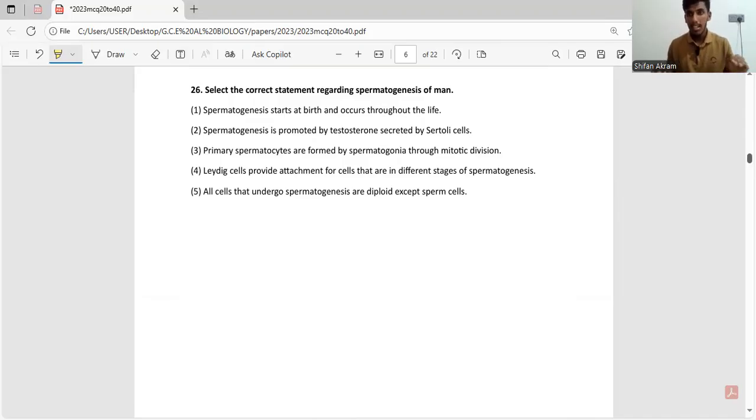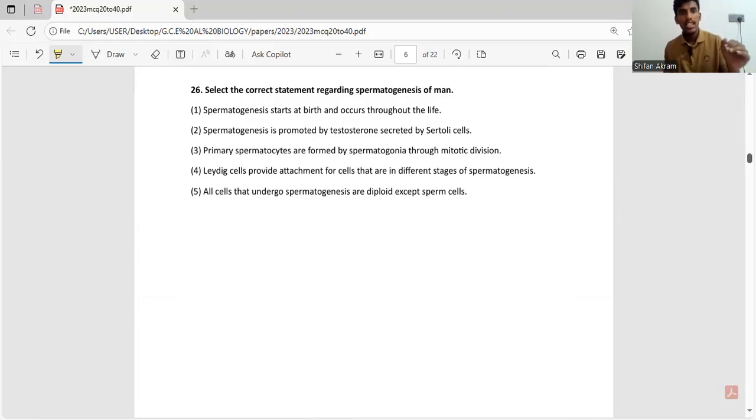Spermatogenesis doesn't start at birth. Spermatogenesis starts only at puberty, but occurs throughout life, which is correct, but it only starts at puberty. Why? Because the hormones that are necessary for spermatogenesis to take place are only released during puberty. So what are these hormones? These hormones are FSH and LH. We need these hormones during spermatogenesis, and they are only released during puberty. Always remember that. That statement is wrong.